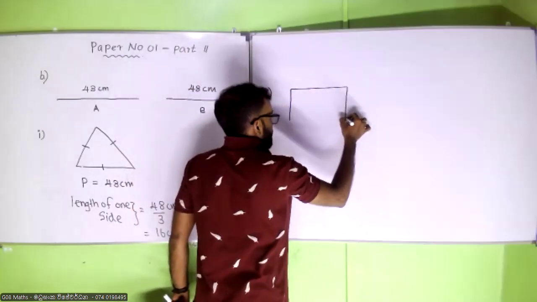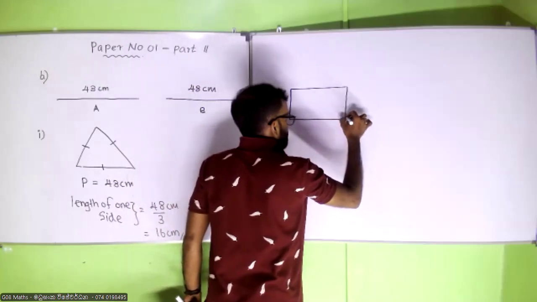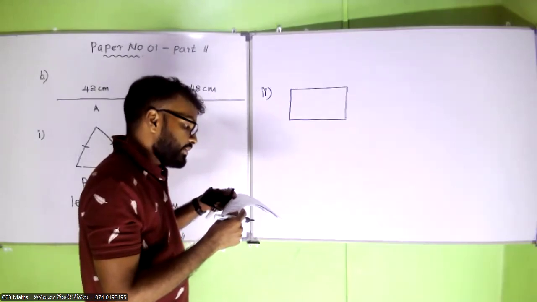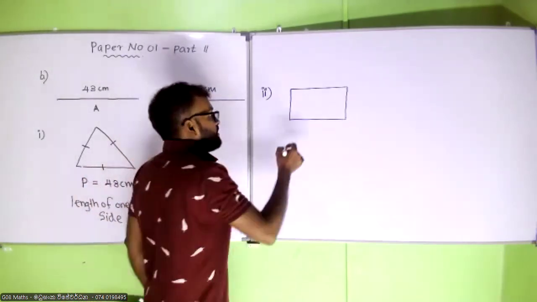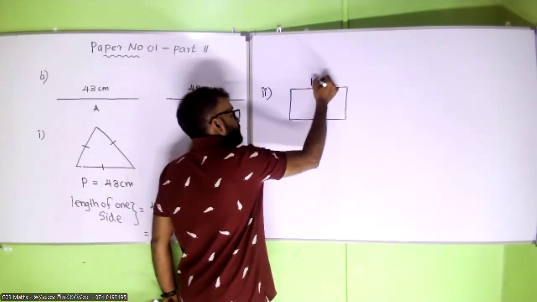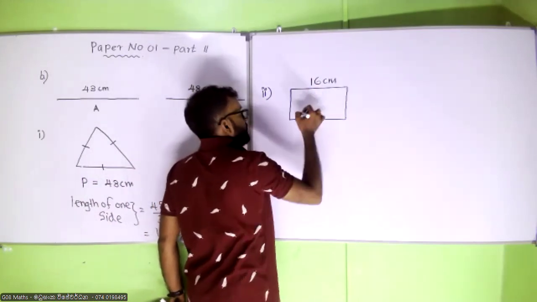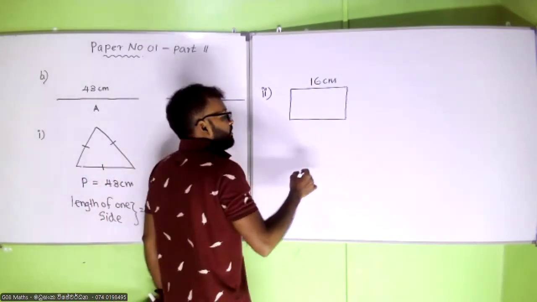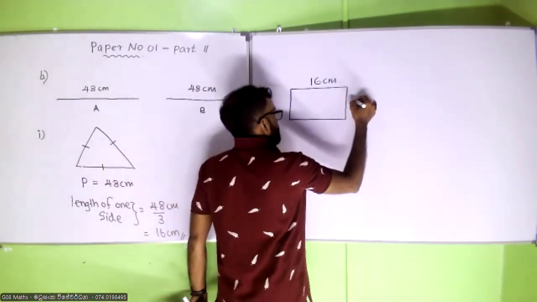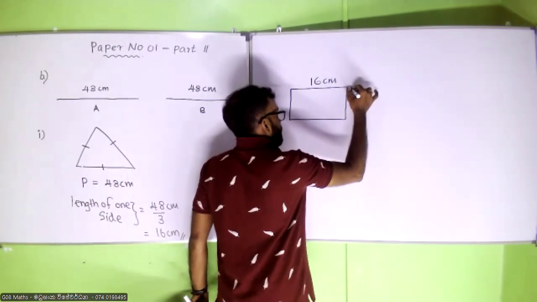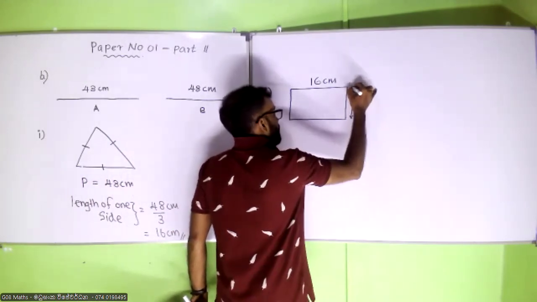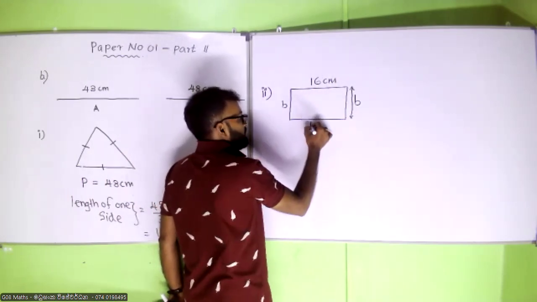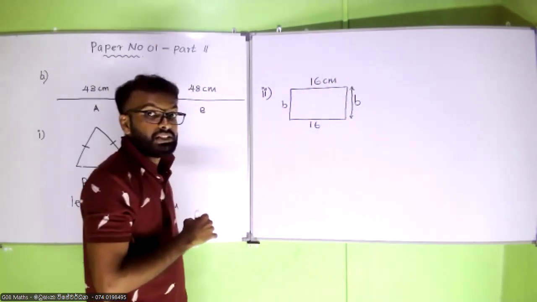I am drawing this rectangle. This is the rough sketch. They are saying the length of that rectangle is 16 centimeters. And how are you going to find the breadth? If this side is b, this side is b, and if this is 16 centimeters, this side is 16 centimeters.